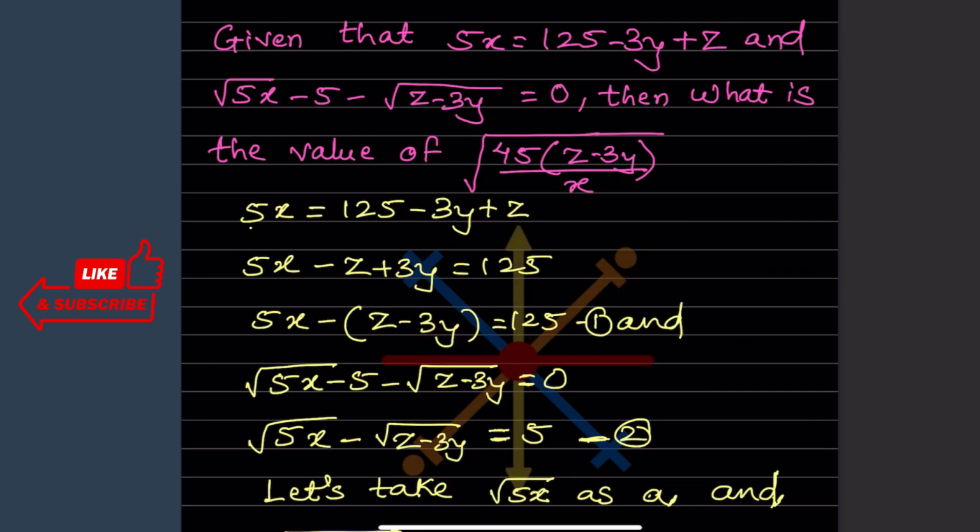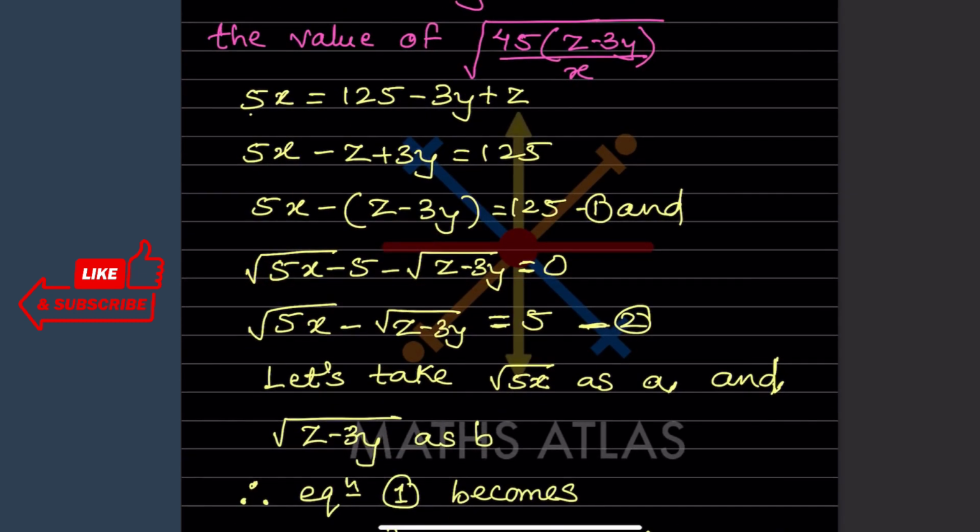And now let us take this equation. So again, if we are rearranging, this is going to be as it is, this is going to be as it is, but minus 5 will go on the right hand side. So let us take this as equation number 2. So now what are we going to do? We'll take root of 5x as a, and root of z minus 3y as b.